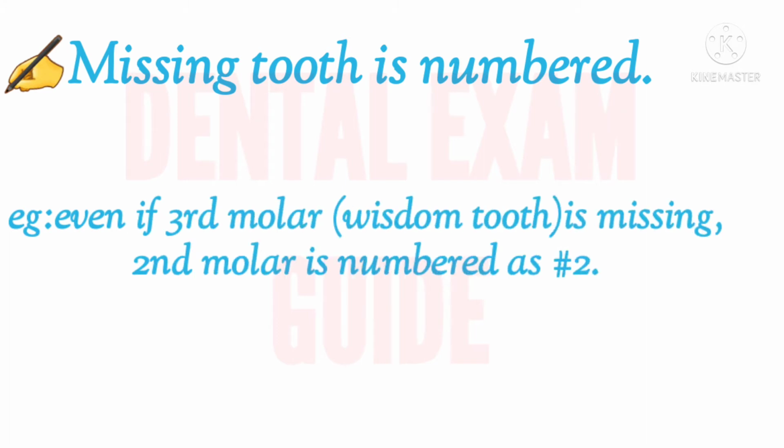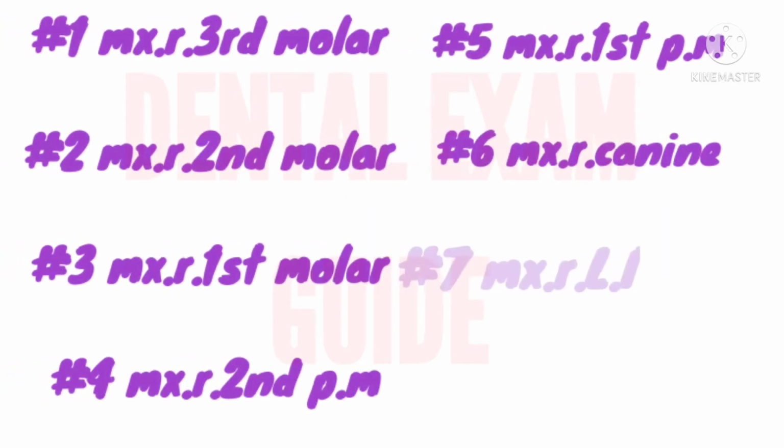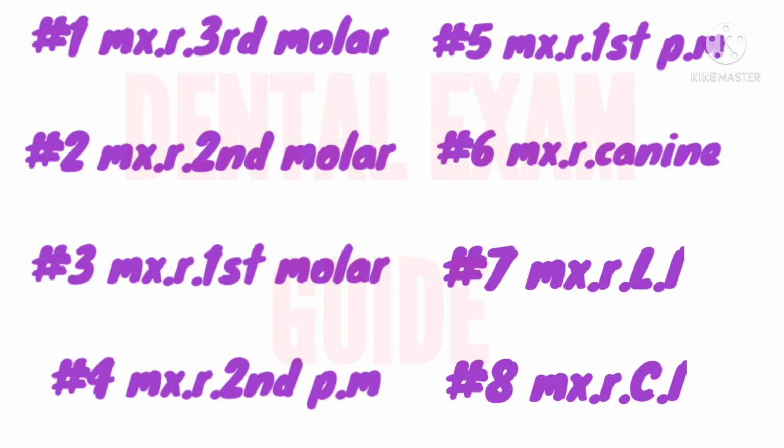For example, if the upper right third molar is missing, then the first number will be 2 instead of 1, acknowledging the missing tooth. So even if a tooth is missing or removed, the missing tooth is numbered in the universal system. And this is the numbering given for permanent teeth using the universal numbering system.